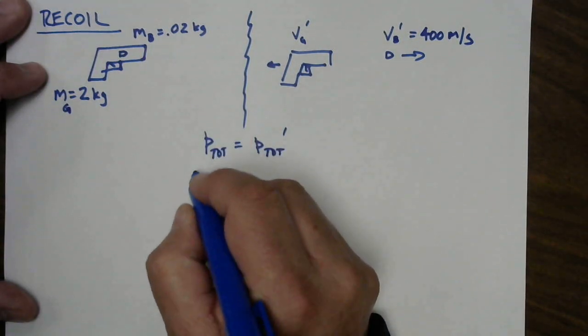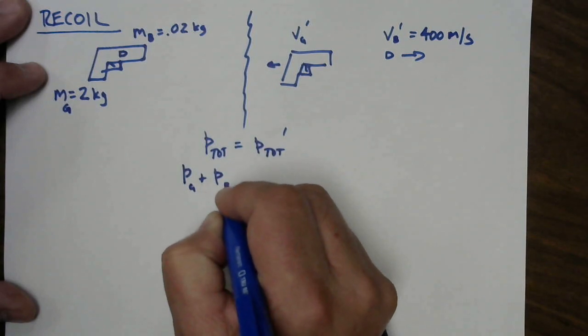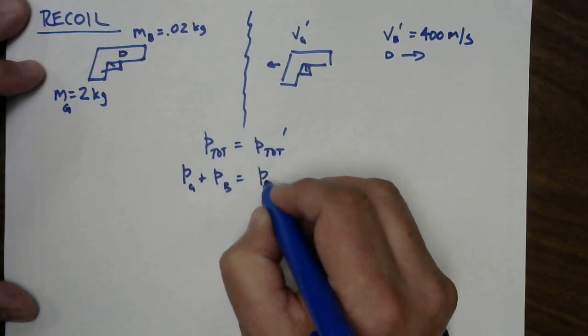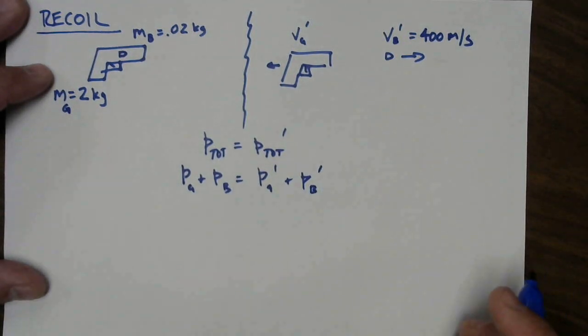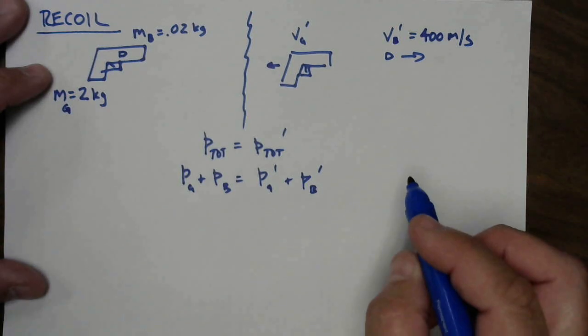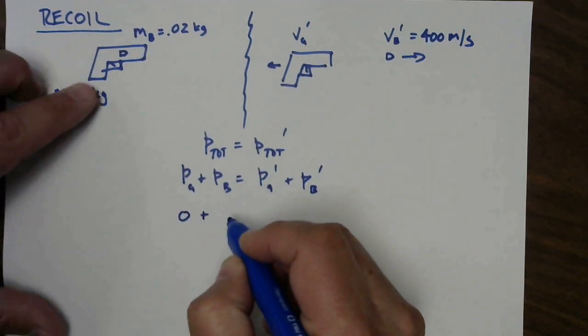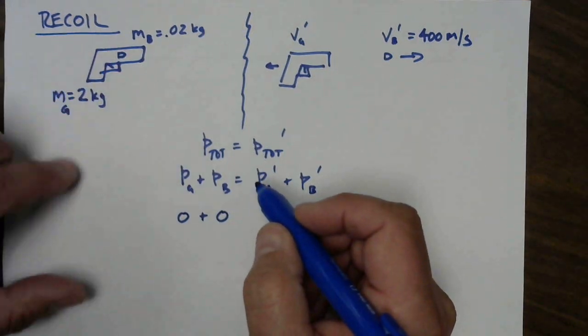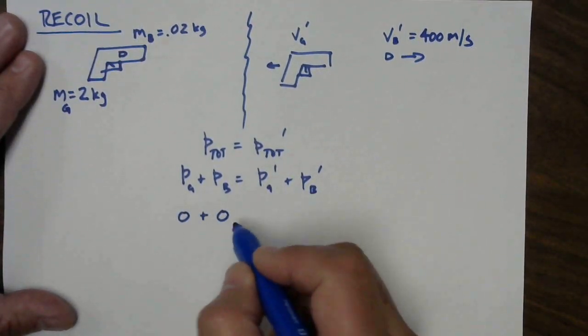That means that the momentum of the gun plus the momentum of the bullet equals the momentum of the gun afterwards plus the momentum of the bullet afterwards. Sorry, my P's are looking a little bit like flags now. I'll try to work on that. The momentum of the gun, 0. The momentum of the bullet, 0. These are beforehand. Neither one of these is moving. So no matter how you slice it, the momentum is going to be 0.